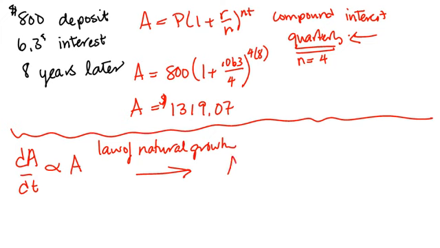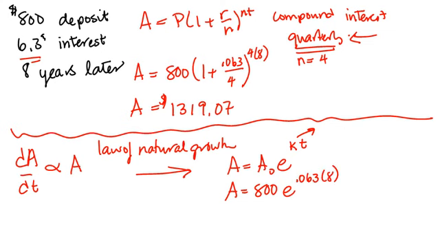So if we've got this situation to begin with, we know the final amount is going to be A0, where A0 is called the principal, e to the kt. And k here, we don't have to calculate it, we're actually told what it is. It's 6.3%. So we've got 800 and it's 0.063, and time is 8. So if we plug that in, we get $1,324.26.